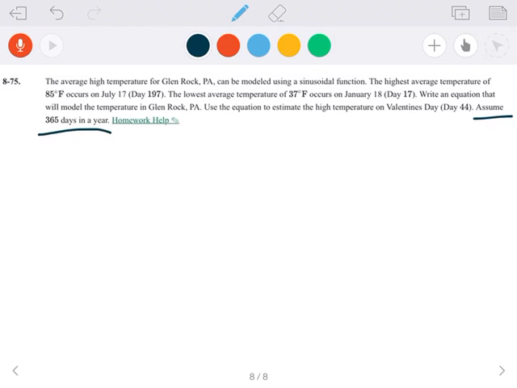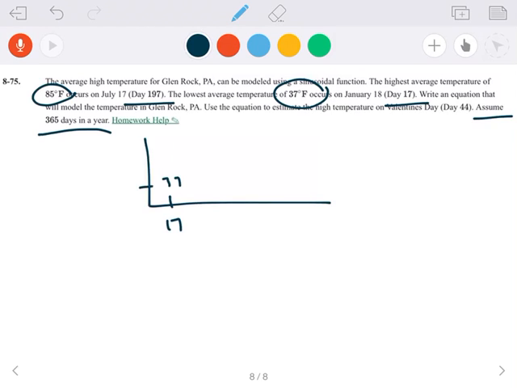First, let's look at the data in here. We have the highest average temperature of 85 degrees on day 197 and a low of 37 degrees on day 17. So if I'm going to sketch a model of that, I have day 17 with a low of 37. I have day 197 with a high of 85.